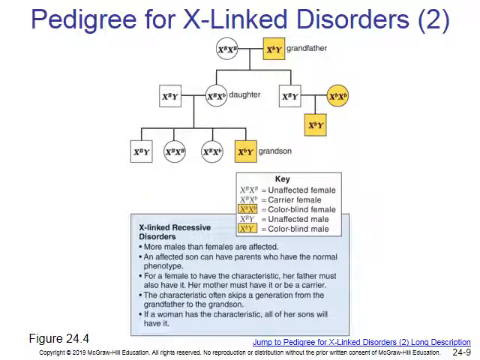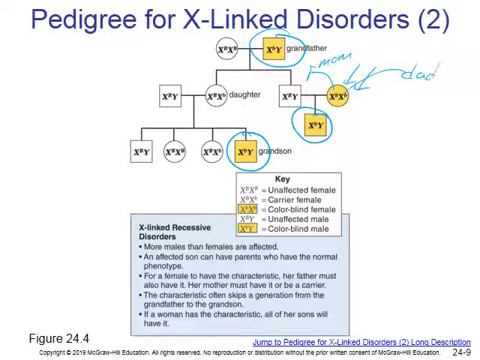If you were looking at a pedigree for an X-linked disorder, you'll see that males are more affected, or disproportionately affected, compared to females. It's much less likely probability-wise that a female would receive 2 diseased alleles. She'd have to get 1 from her mom and she'd have to get 1 from her dad.